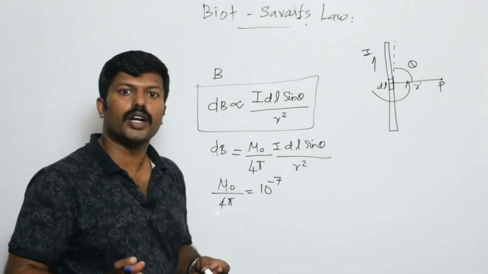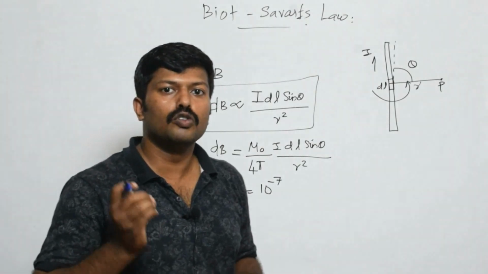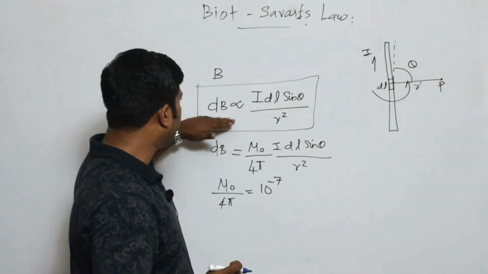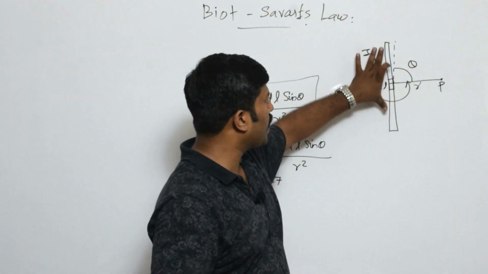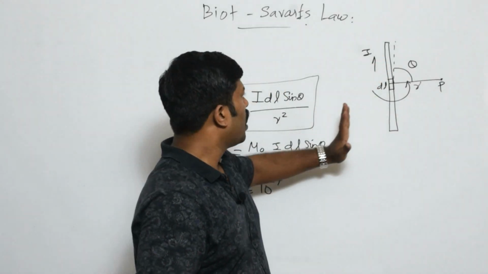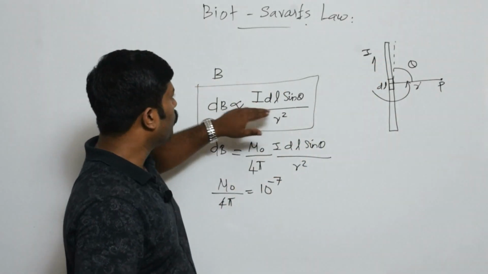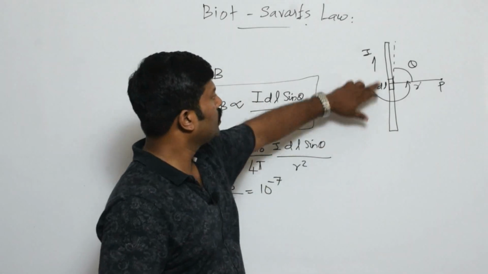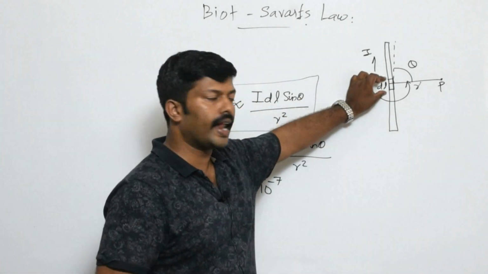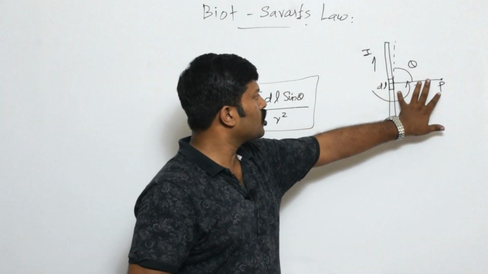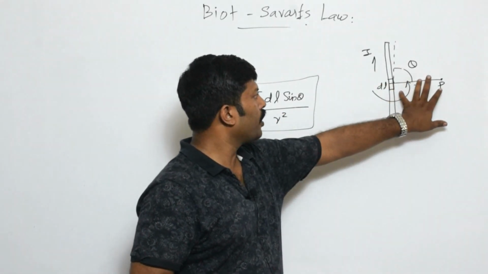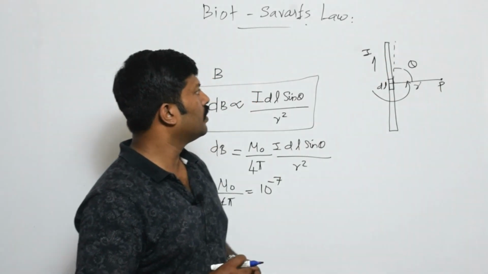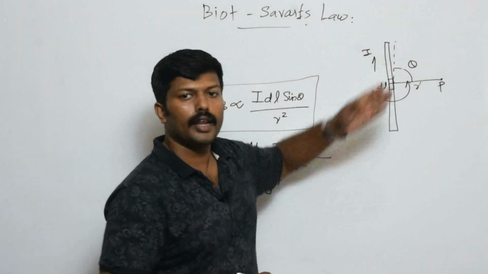Biot-Savart's law is only used to find out the magnetic field at a distance from a current element. And what are the things that are required? We want to know the current, the differential length, the distance between these two points, and the angle between the point of consideration and the current element axis.